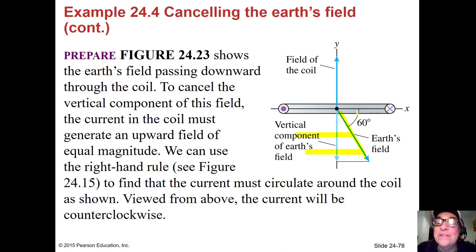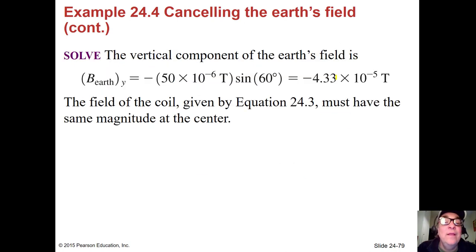So if this is 60 degrees, this turns out to be 60 degrees down here. That's 30 degrees. We'll have to use a little bit of trig to figure out the vertical component of the Earth's magnetic field, and then we know how much this is. We can figure out how much current we need to get the same magnitude that's up. Okay, so here's the Earth's magnetic field. They tell you it's 50 microteslas, so 50 times 10 to the minus 6 teslas. Sine of 60 will give you the vertical part.